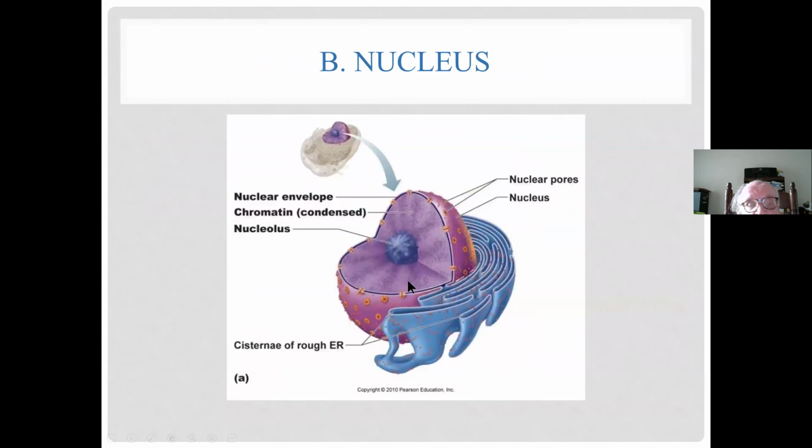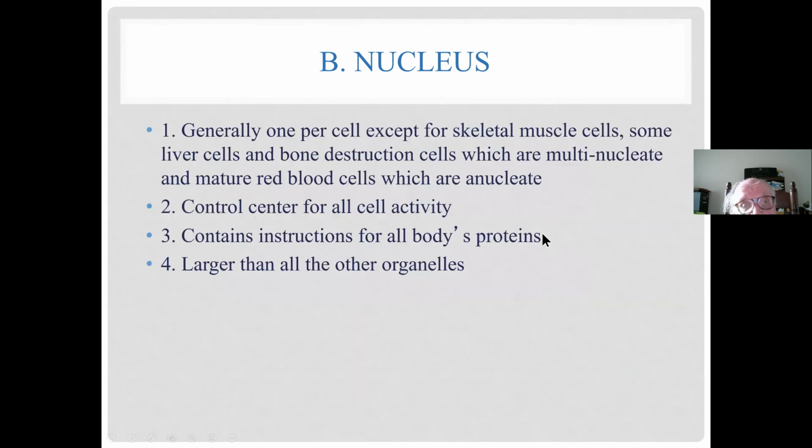Finally, the nucleus. Nucleus has a membrane, okay? It has a nuclear envelope. It has chromatin, which is the DNA, which is surrounded by histone proteins, and the nucleolus, okay? Most cells only have one nucleus, except for muscle cells, and bone breakdown cells, and I think some liver cells. One per cell, except for skeletal muscle cells.